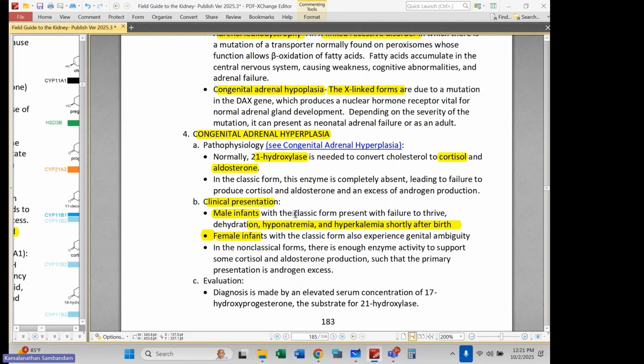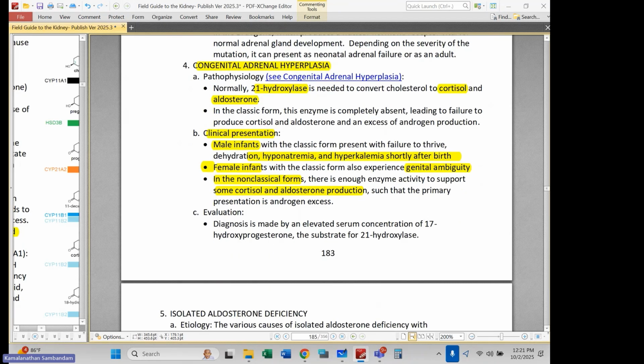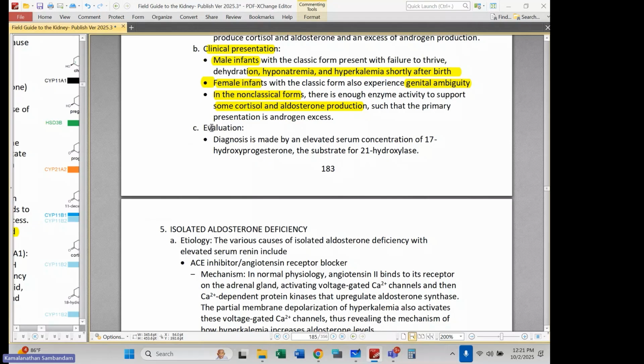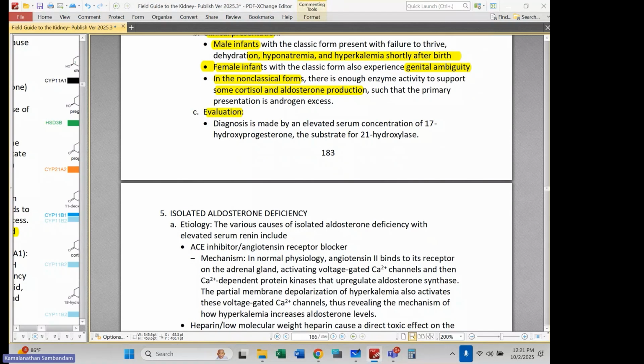So dehydration, hyponatremia, and hyperkalemia would be predictably manifest. The overproduction of some of those steroid hormones would result in some genital ambiguity in the female patients. And then there would be some non-classical forms where there might be more subtle deficiencies in cortisol or aldosterone production.